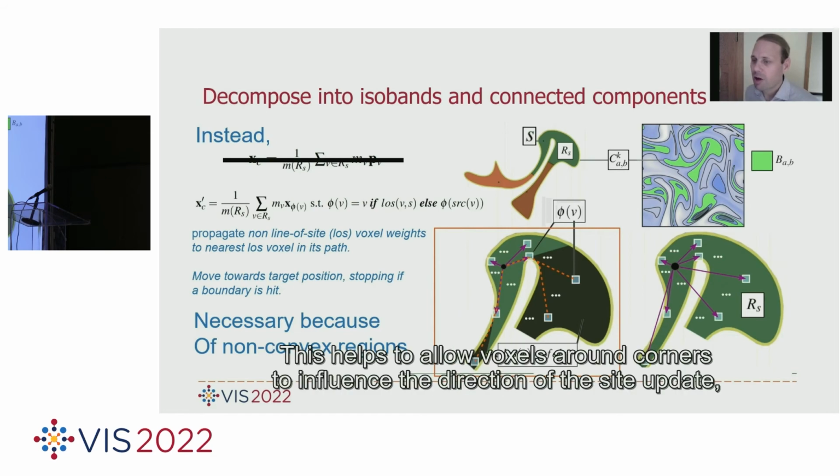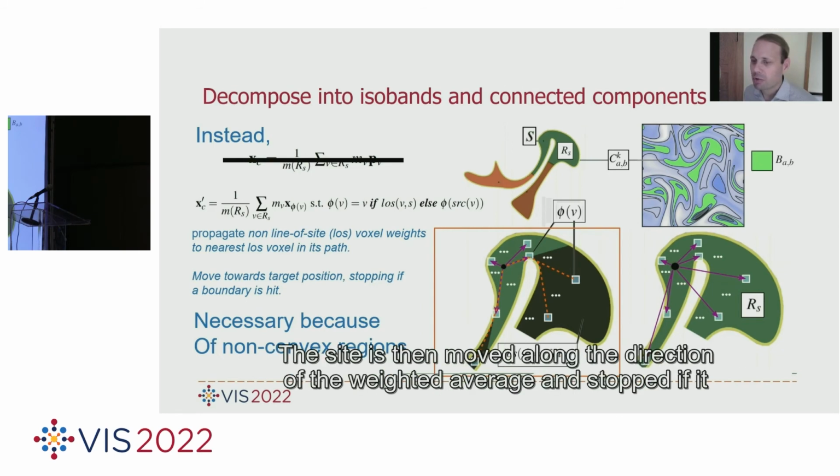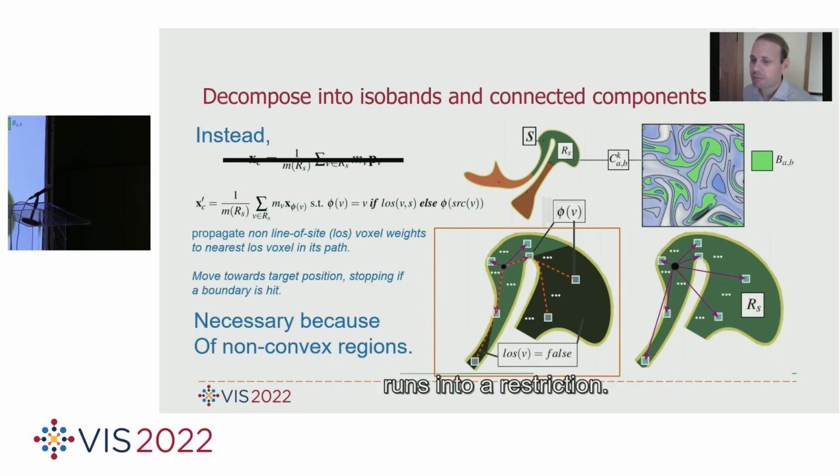This helps to allow voxels around corners to influence the direction of the site update without pulling it directly towards the boundaries that separate them. The site is then moved along the direction of the weighted average and stopped if it runs into a restriction.